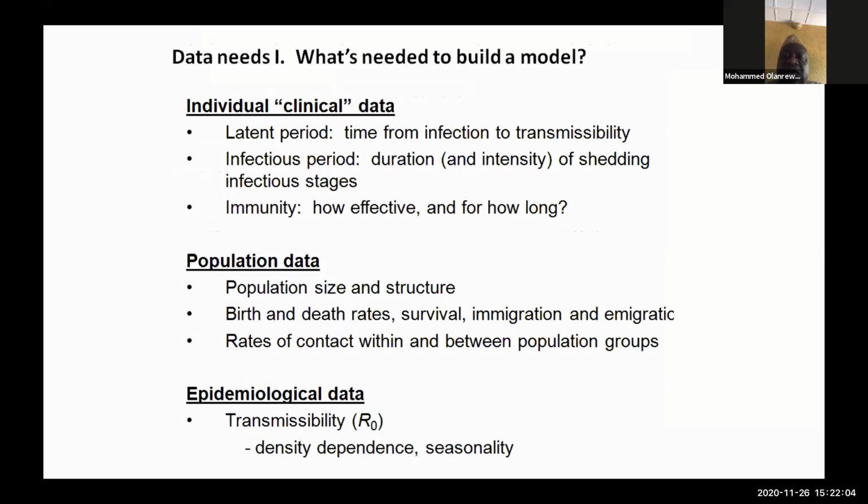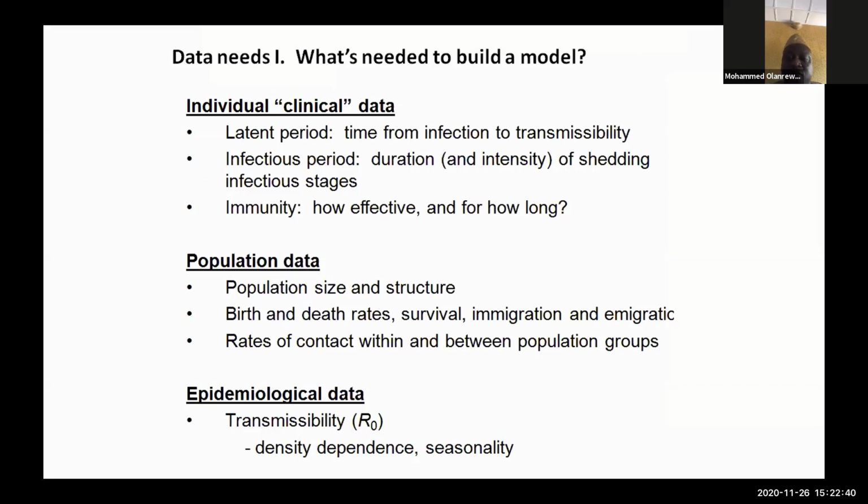Data needs. What is needed to build a model? This is also very, very important. Individual clinical data. The data I use for today's lecture is picked from standardizers in London and some other advanced countries. Individual clinical data: latent period, the time from infection to the period of transmission, which we call the transmissibility; infectious period, the duration and intensity of shedding, that is the infectious stages; then immunity, how effective it is and for how long somebody will be immune.